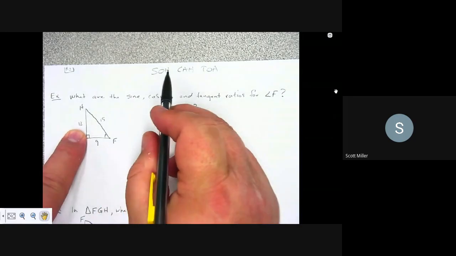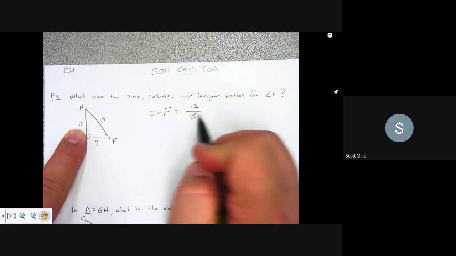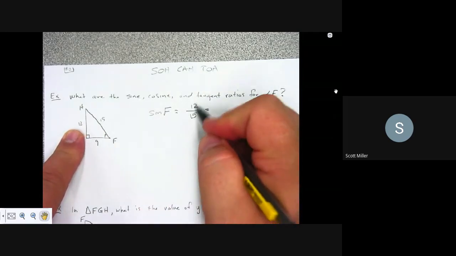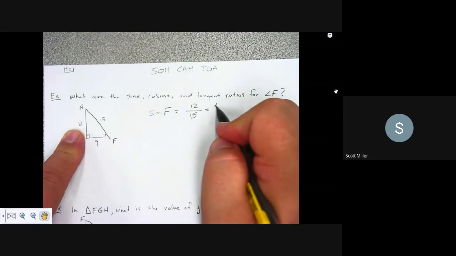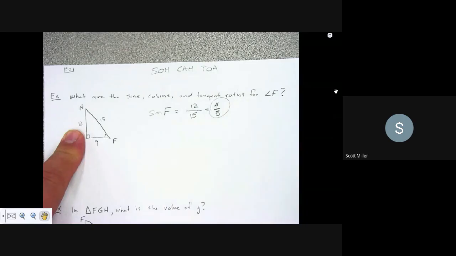What is the hypotenuse? So it's opposite over hypotenuse. The hypotenuse length is 15. So it's 12 over 15. That is the ratio, but you need to reduce it. We have a common factor of 3, so we get 4/5, and that is the sine of angle F, 4 fifths.